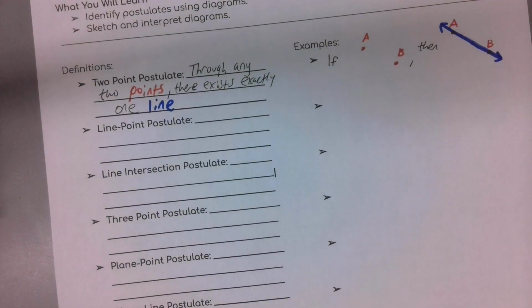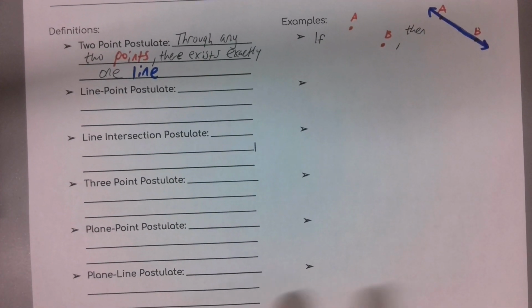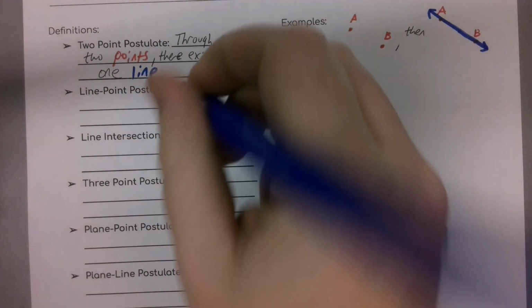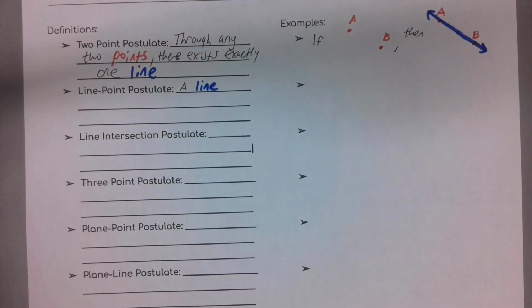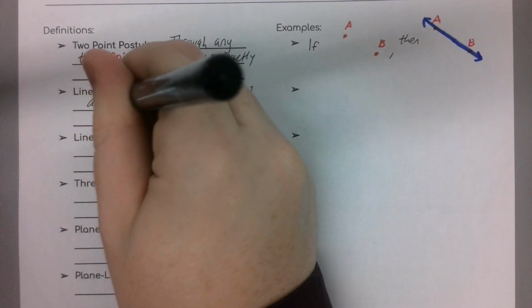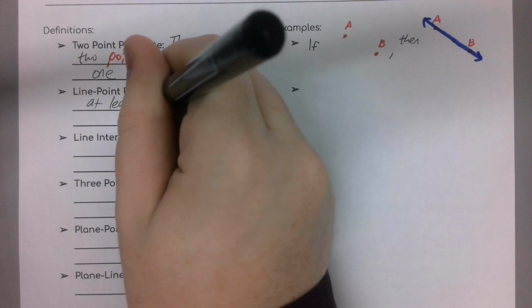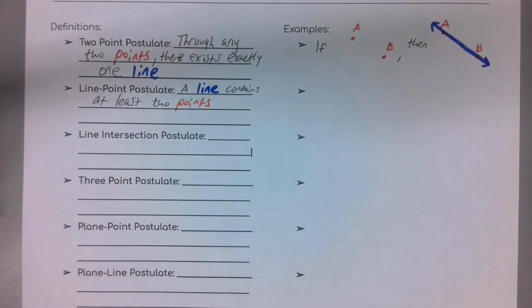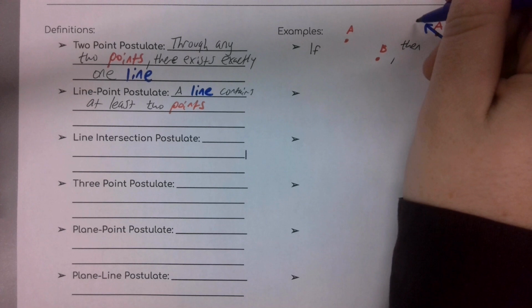For instance, the line-point postulate is the same thing, except it's the converse. It's backwards. The line-point postulate says a line contains at least 2 points. Wait, Mr. Strager, isn't that the exact same thing? Oh, I forgot to label my line. I'll call it line L.